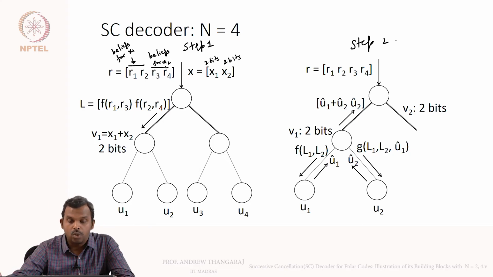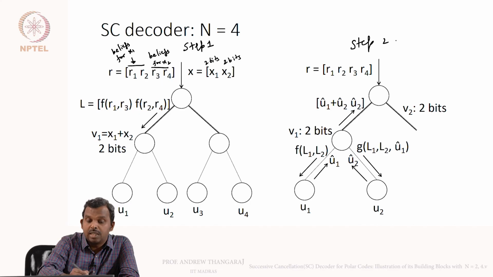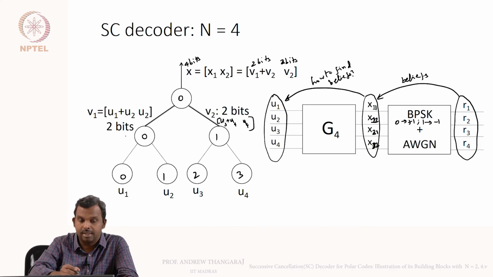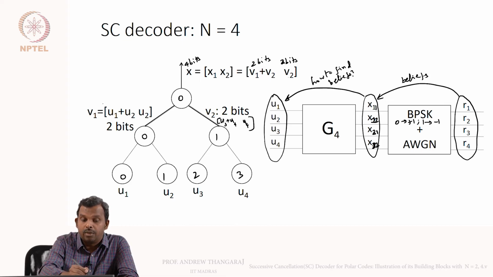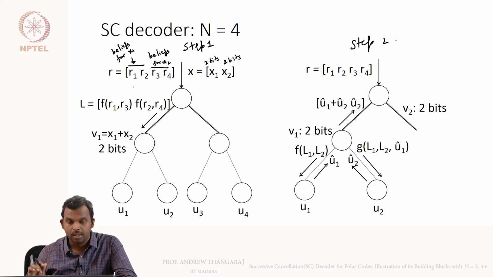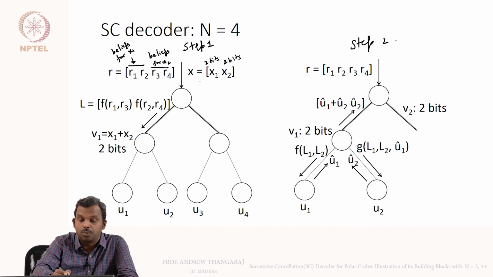Now remember, once you have X, what is V1? V1 is X1 plus X2. You can go back to the previous thing and see X is X1, X2, V1 plus V2, V2, and V1 is actually X1 plus X2. That's something important to know. So you have beliefs for X1, you have beliefs for X2. What is the belief for X1 plus X2?